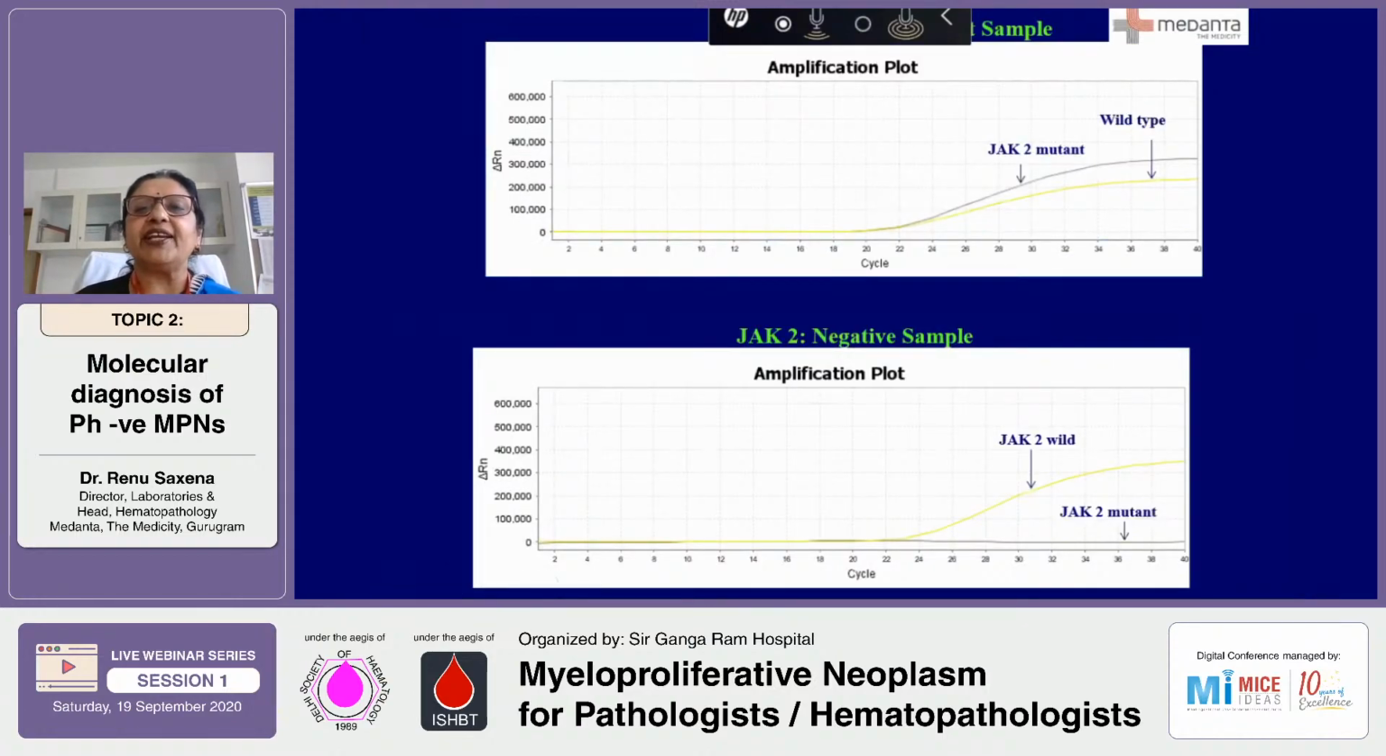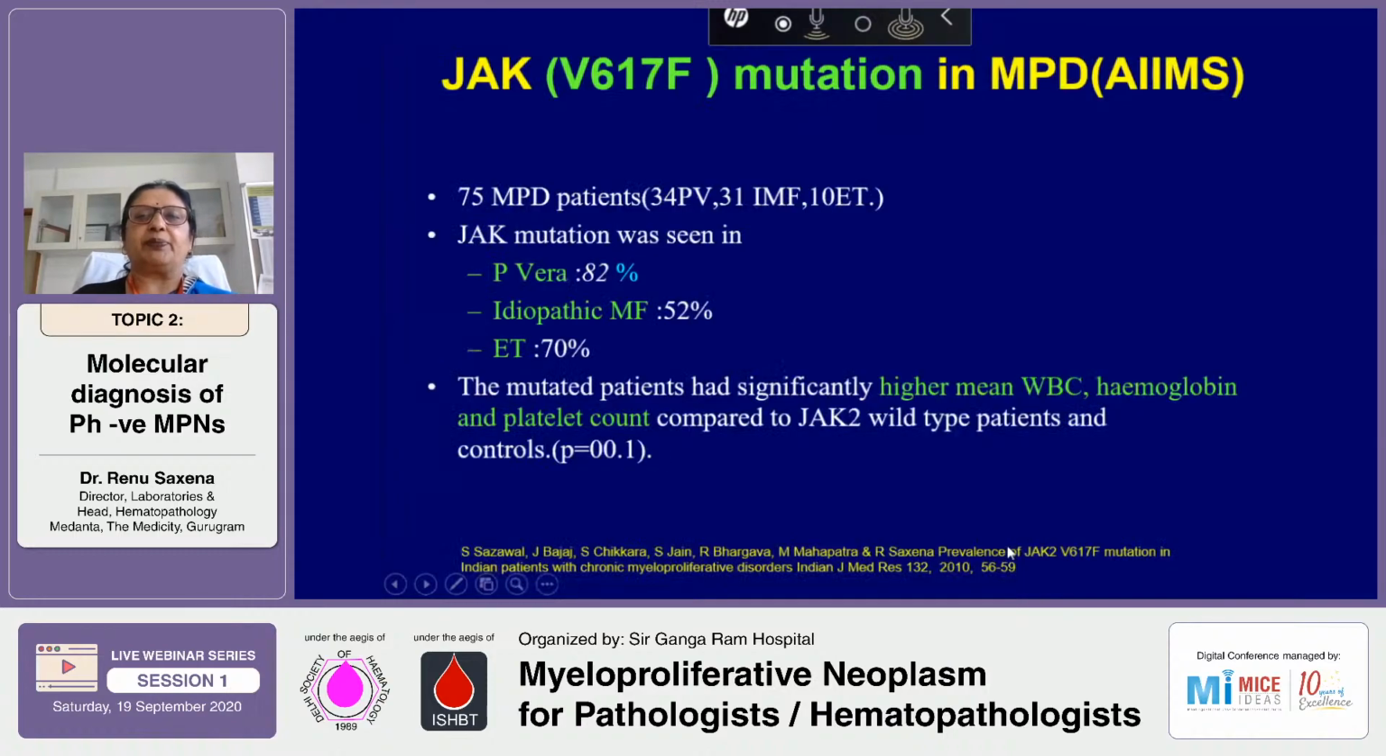Now this is from a case, and you can see this is a patient, and as you can see here, this is the JAK2 mutant, which is rising between 20 and 30, and this is a case which is positive for JAK2. On the other hand, the control here is a straight line, hasn't risen up at all, and only wild type is present. This is called a mutant type.